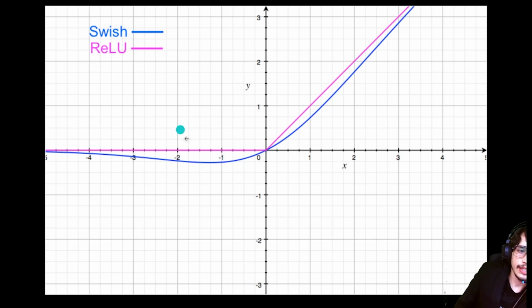So this is our ReLU graph, and this is the Swish graph. The Swish graph is smoother than ReLU, and its value goes from minus infinity to infinity.